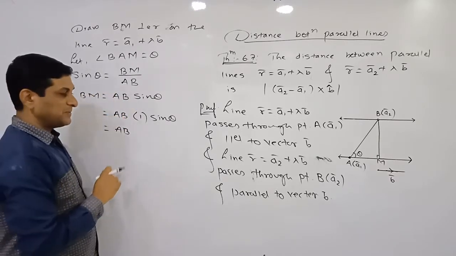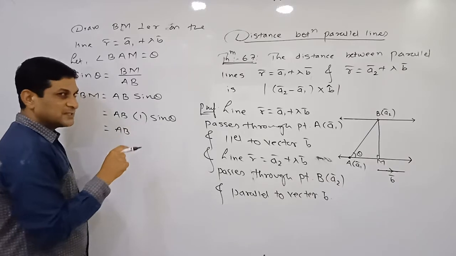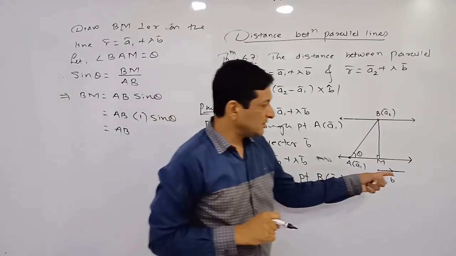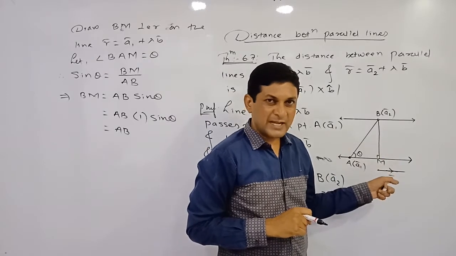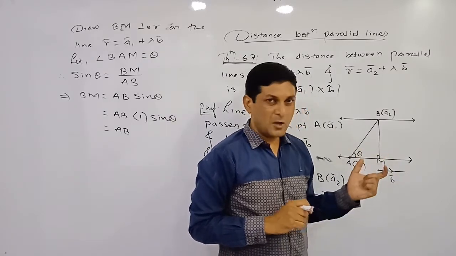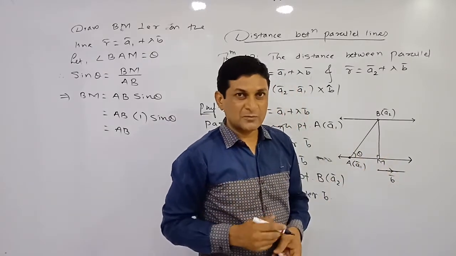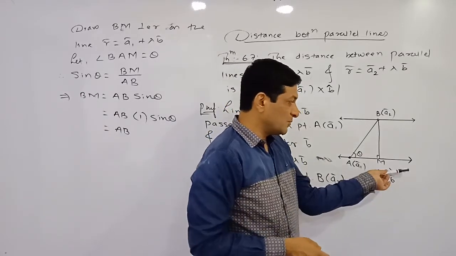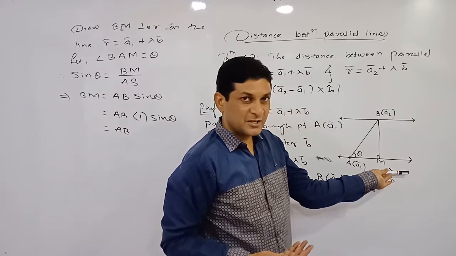So AB can be written as AB into 1. So this one is nothing but the magnitude of a unit vector. Here b bar is nothing but what? A vector parallel to this line, or we can say that b bar is a vector along the line. Because I already told you that we are studying free vectors. Free vectors means what? This vector can be moved anywhere without changing its magnitude and direction.